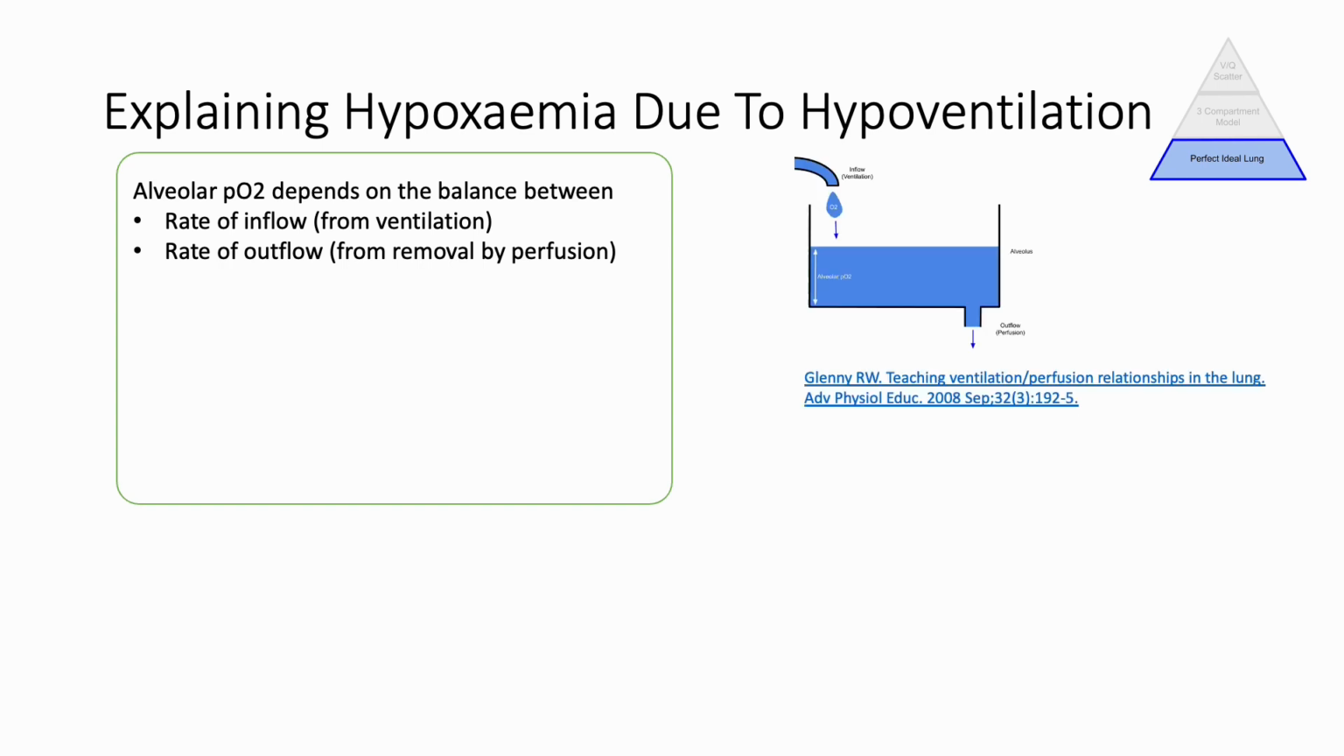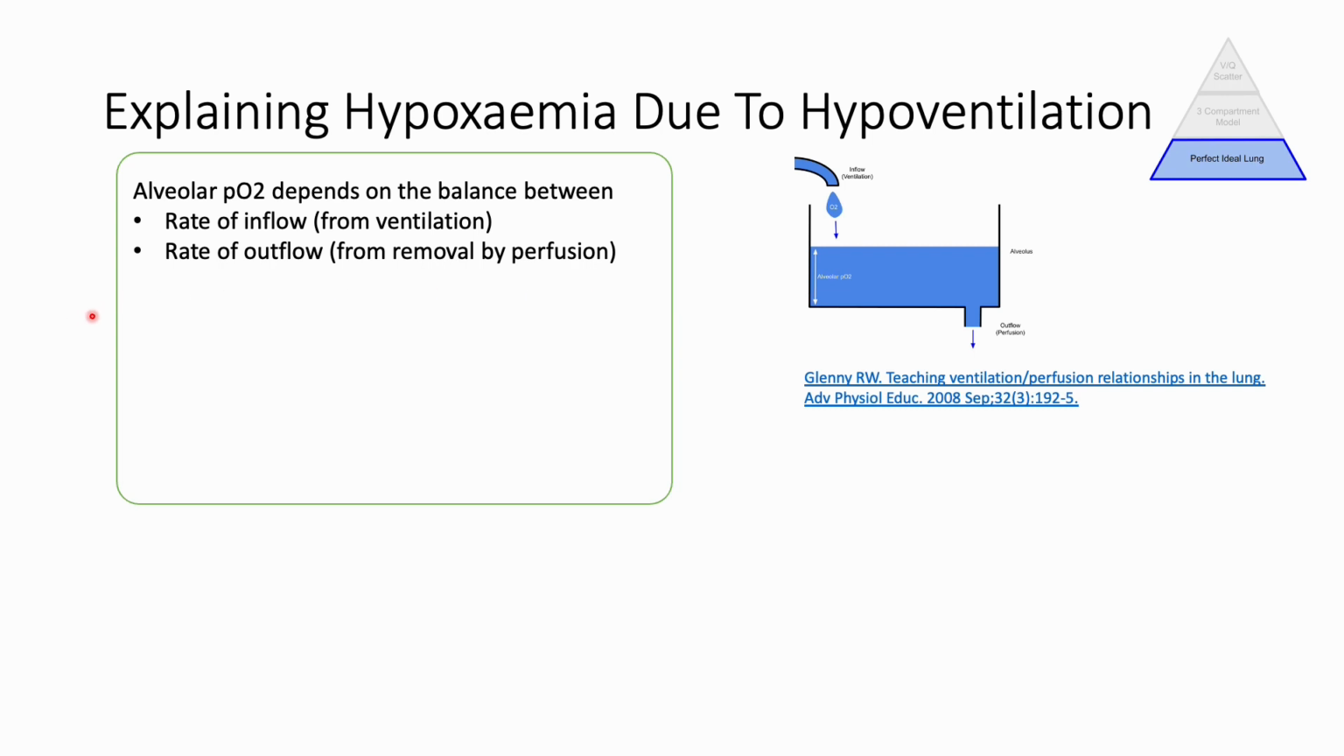And this can be illustrated using the bathtub analogy, where ventilation is represented by the inflow of water through the tap and perfusion is represented by the outflow of water through the drainage hole. And the level of water in the bathtub represents the alveolar PO2. So we can understand that if we adjust the rate of inflow or the rate of outflow, it's going to affect the level of water in the bathtub and hence affect the alveolar PO2.